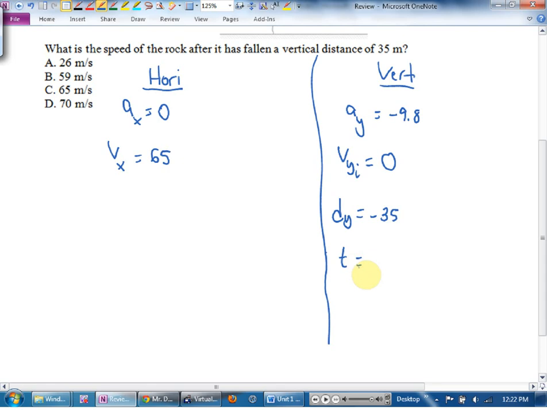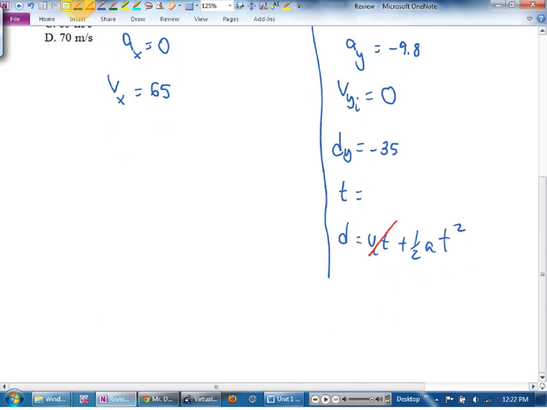What equation do I have that has A, V, D, and T in it? The golden oldie: D equals ViT plus 1/2 AT squared. Conveniently, Vi is zero, so this whole term vanishes. And in fact, what I really have here is D equals AT squared over 2.